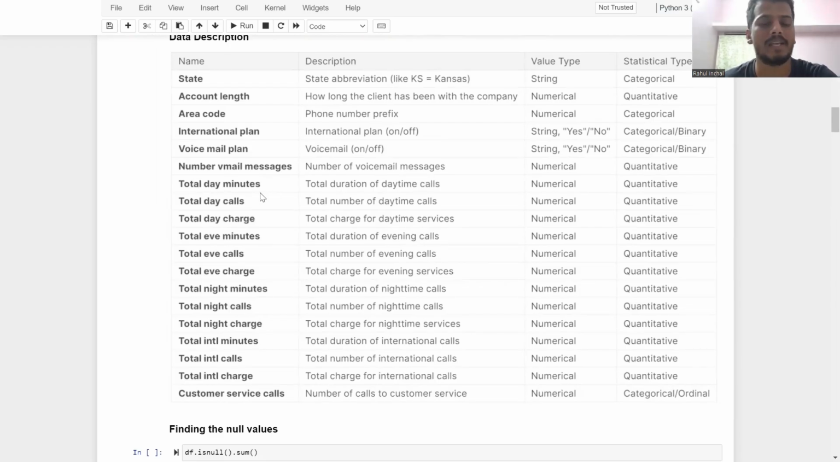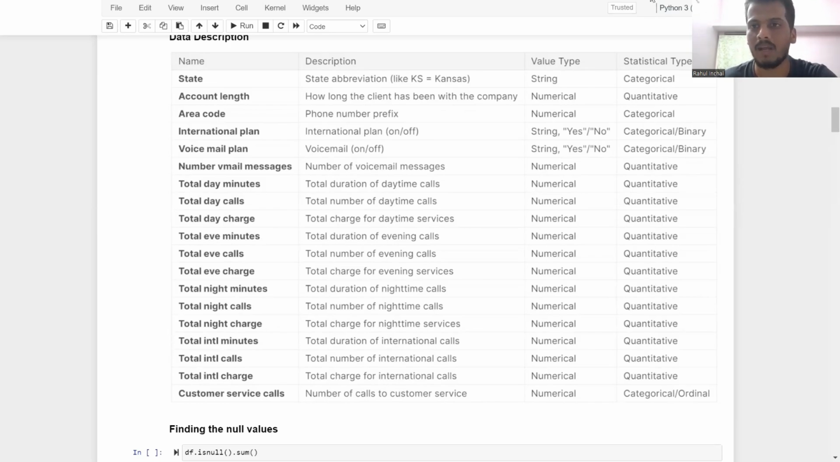Total day minutes means how many minutes that person spends in a day, how many calls he attends or makes, and how much charge has been generated. In the further distribution, they have total evening minutes, total evening calls, and total evening charges. Similarly for total night minutes, total night calls, and total night charges. And then come total international minutes, total international calls, and total international charges.